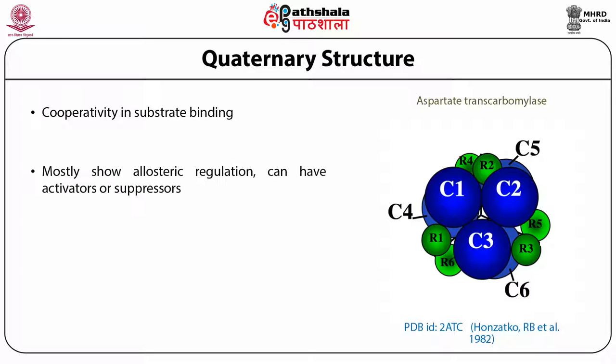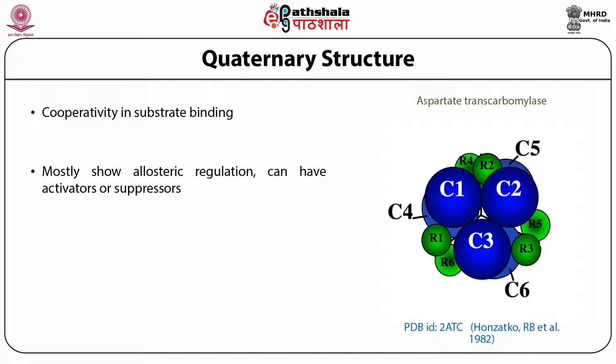And most of the quaternary structures have allosteric regulation. So they can have activators and they can have suppressors. The regulatory subunits are where either activators or suppressors can bind. They can enhance the conformation to increase the activity, or they can change the conformation so that the activity is reduced. So that's why we call them activators or suppressors, which bind to regulatory subunits.